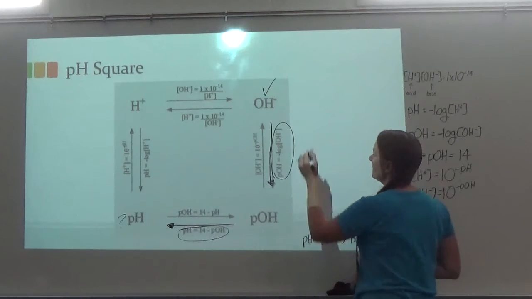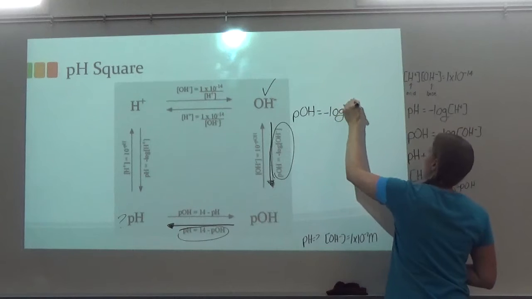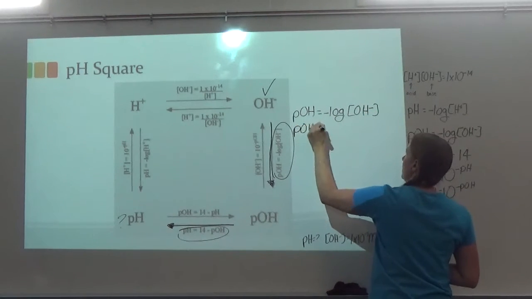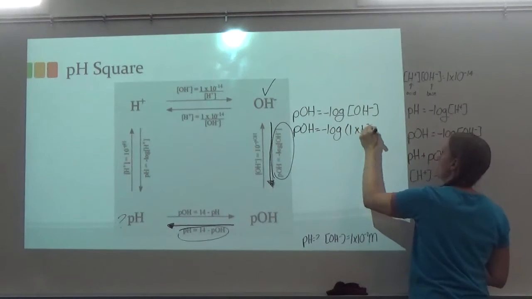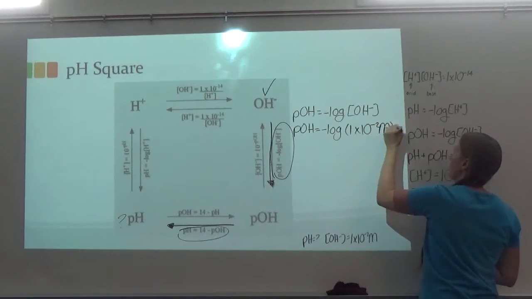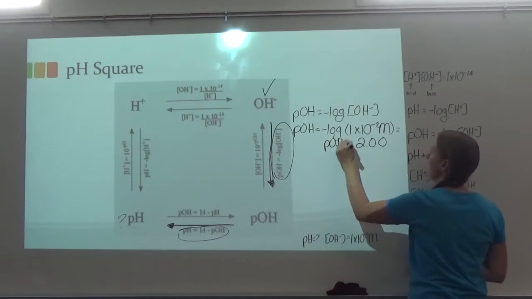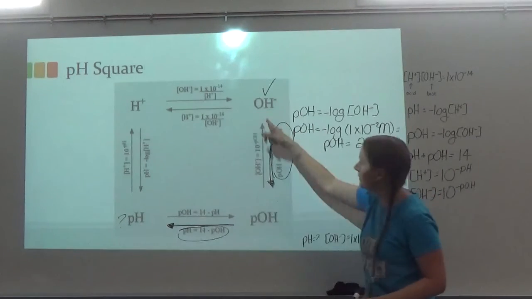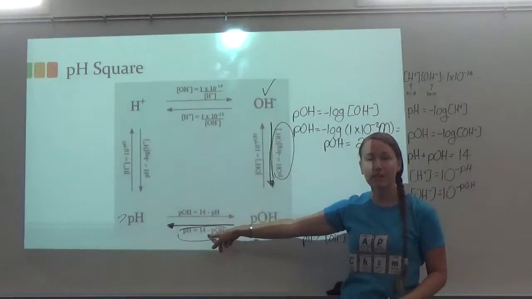Okay, so we're going to go down the side first. So it tells me pOH equals negative log of OH minus. So I plug in. So pOH equals negative log of 1 times 10 to the negative 2 molar, and that gives me 2. But remember, this is pOH. Like, we only made it here. We didn't go like this. We made it here. It has asked me for H+, so that's why I have to use a second formula.